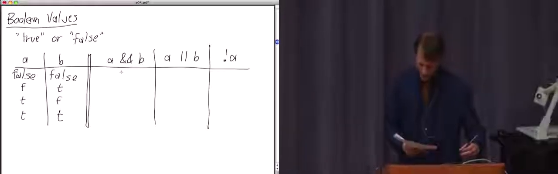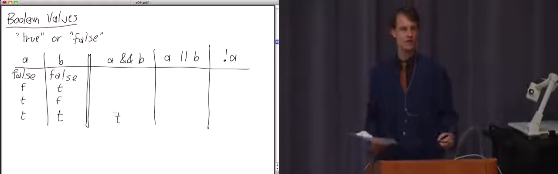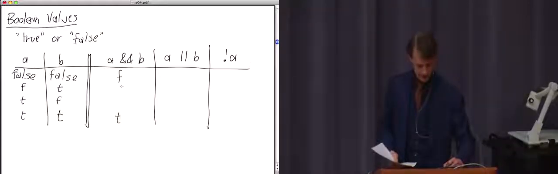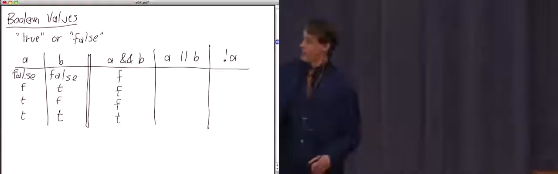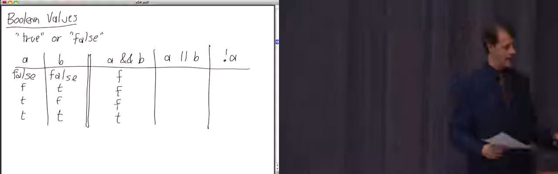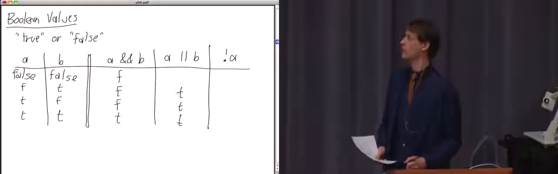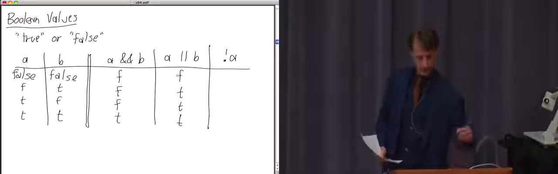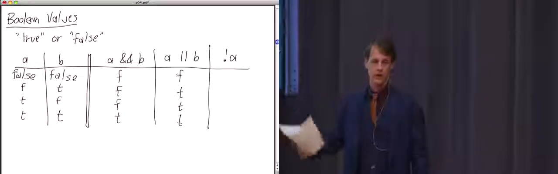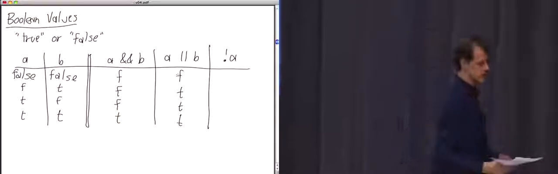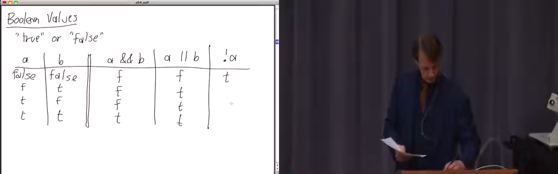And A and B is true only if both A is true and B is true. Otherwise, it's false. A or B is true if either A is true or B is true. And it's only false if both A and B are false. And the logical NOT operator, the exclamation mark, just reverses the value, false to true or true to false.